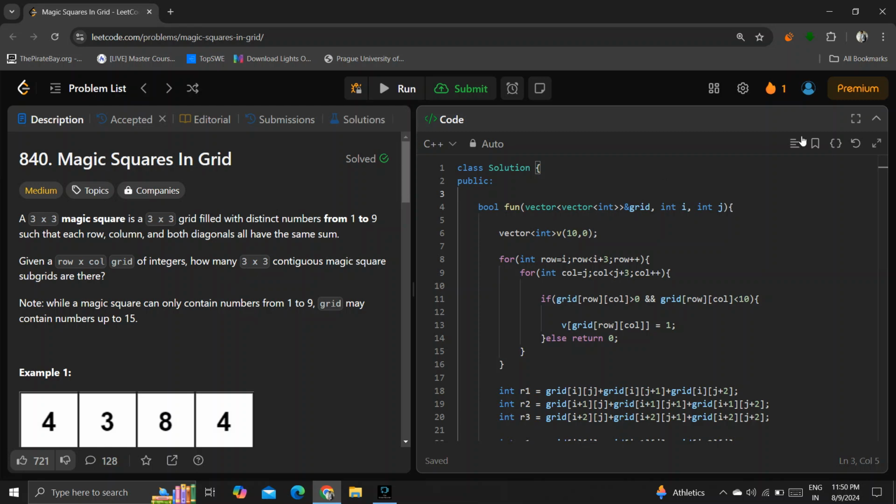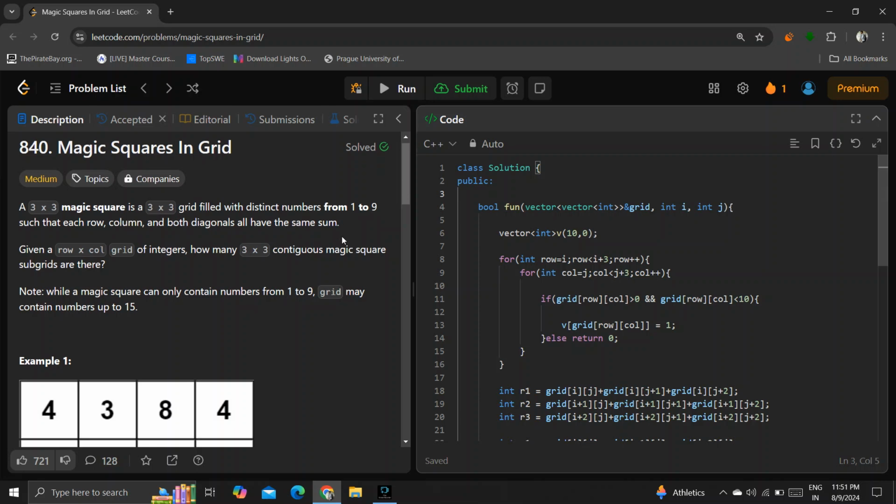So today's LeetCode daily challenge problem is Magic Squares in Grid. So what does the question state? A 3 cross 3 magic square is a 3 cross 3 grid filled with distinct numbers from 1 to n, such that each row and column and both diagonals all have the same sum.